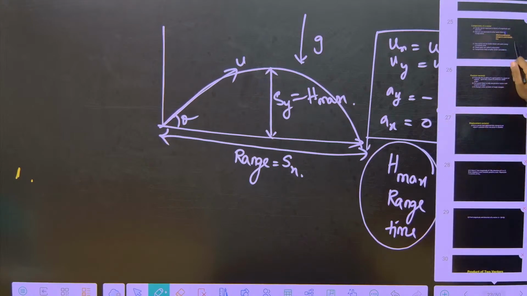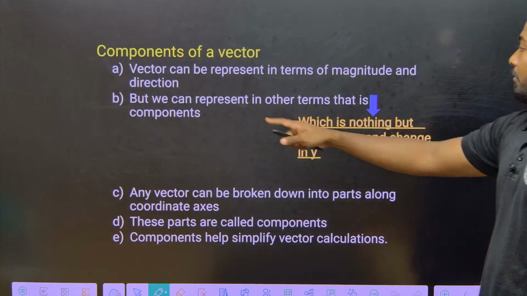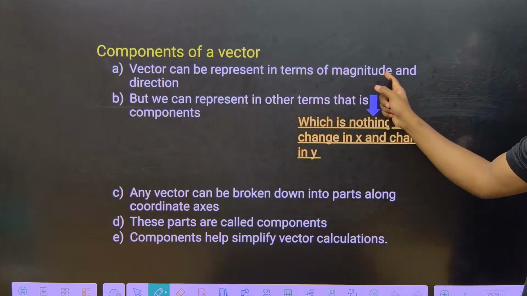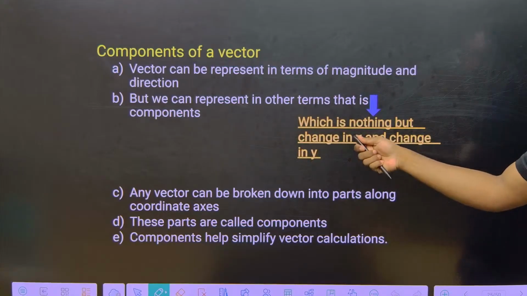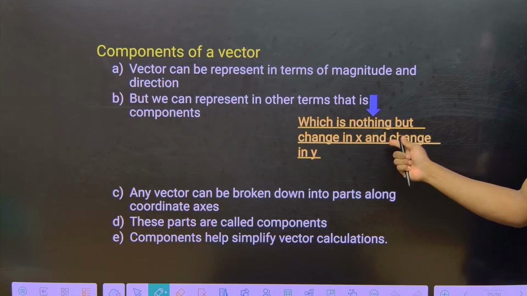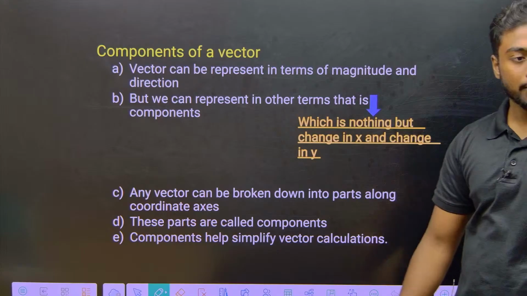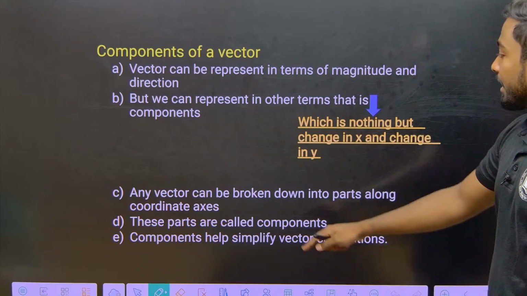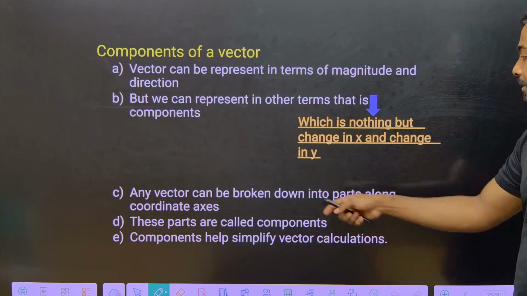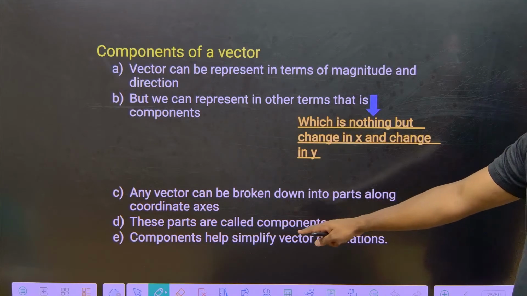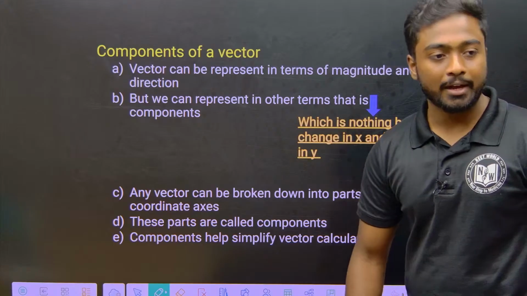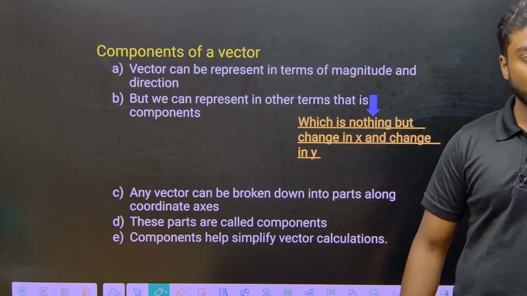A vector can be represented in terms of magnitude and direction, but we can represent it in another term, that is components, which is nothing but change in x and change in y, that is u cos theta and u sin theta. Any vector can be broken down into parts along coordinates. These parts are called components, and components help in simplifying the vectors into one dimension.